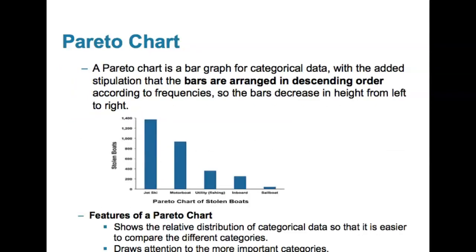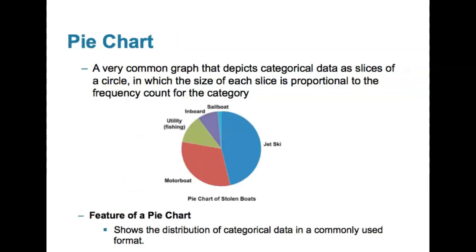A Pareto chart is one of the varieties of the bar graph, except in a Pareto chart, the categories, bars, are arranged in ascending or descending order, so we can easily see the distribution of categorical data and identify the more important categories. A pie chart is a very common, but not very popular among statisticians, type of graph for displaying categorical data as parts of a circle.